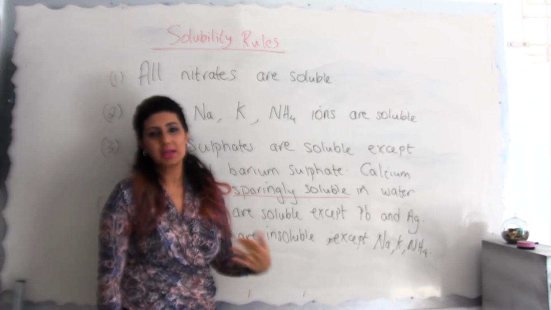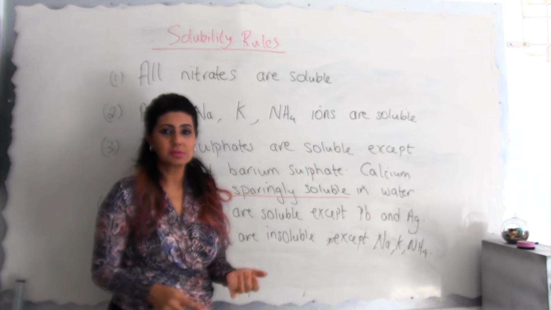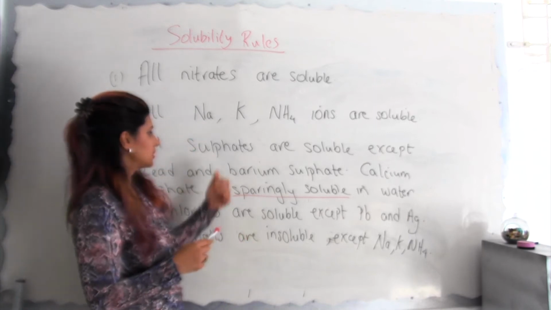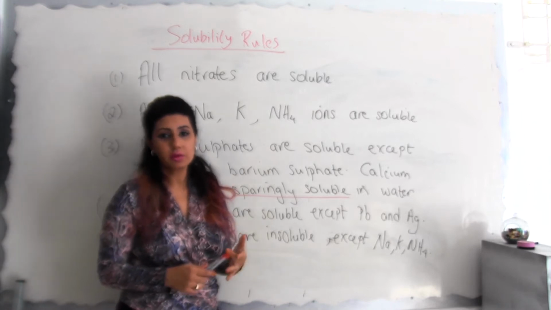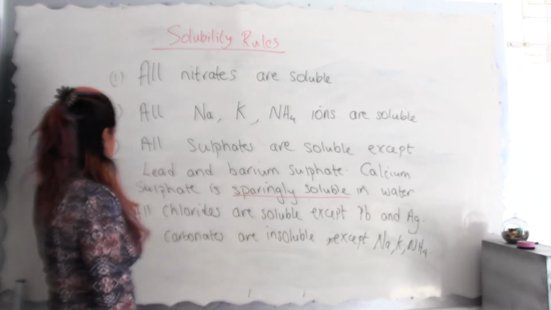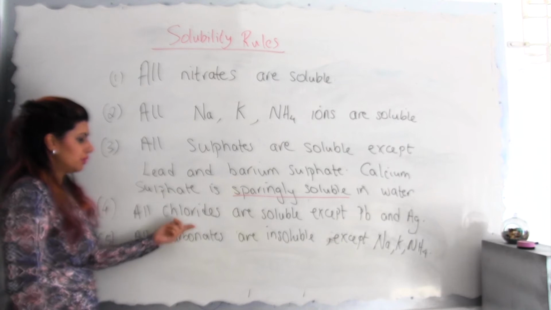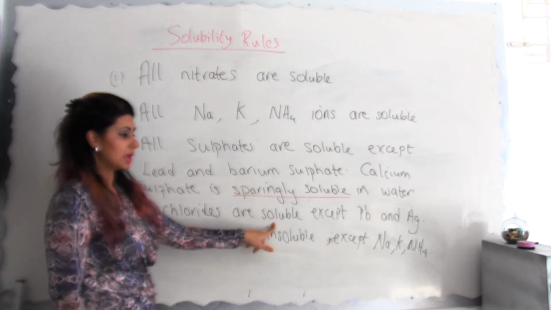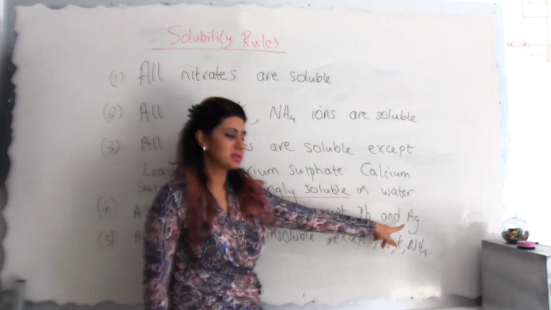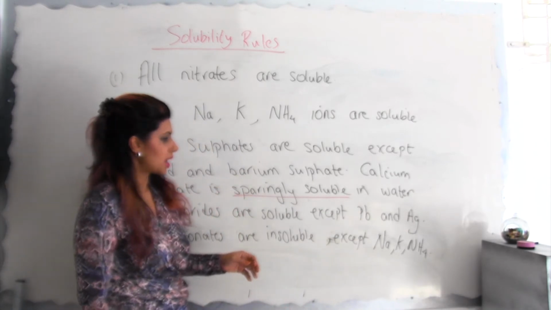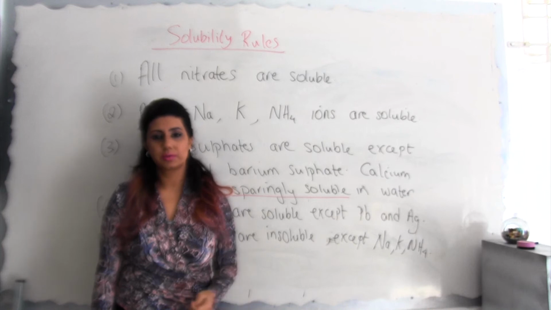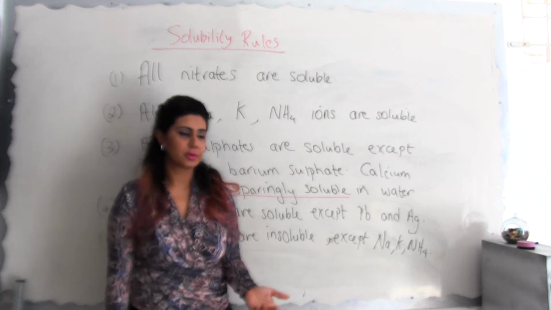But if you take lead sulfate or barium sulfate and mix it with water, it will not be soluble. But take any other sulfate, let's take magnesium sulfate, sodium sulfate, copper sulfate, and they will be soluble. If we talk about chlorides, all chlorides are soluble except for lead and silver. So lead chloride and silver chloride will not be soluble. The rest will be soluble.